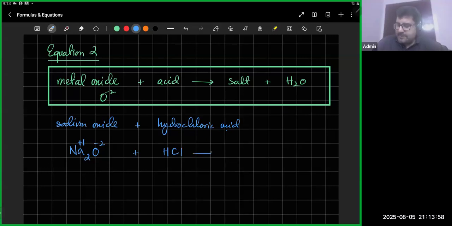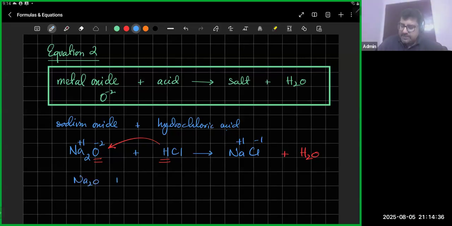What is going to happen? The same thing. The acid will produce the H, and the oxide, being a base, will accept that H. Together the H and O will form water. And whatever is left, that's your salt. So what is left? Na is left and Cl is left. You have to make the formula again. Na is group 1, it's +1. Cl is group 7, it's -1. So it's just NaCl.